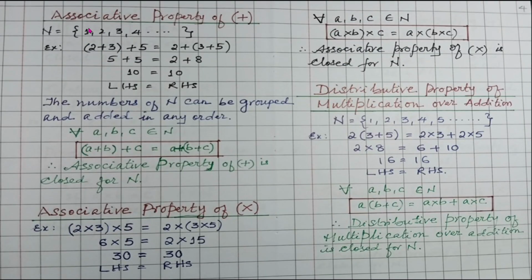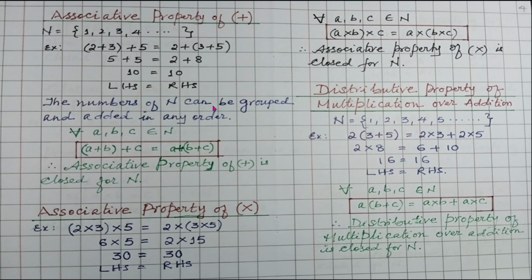Now, coming to the next important property, that is the associative property of addition. N is the set of natural numbers. If you take three numbers 2, 3 and 5, add 3 to 2 and then add 5, you will get 5 plus 5, that is 10. Add 3 and 5, we get 8. Add 2, we get 10. LHS is equal to RHS.